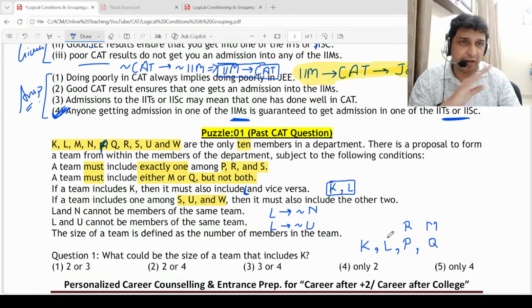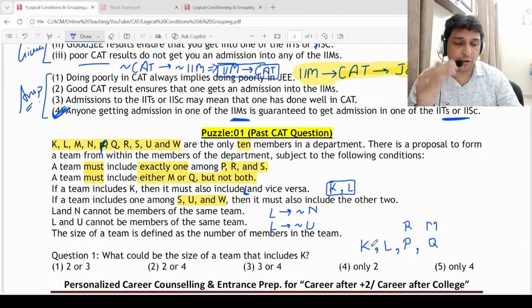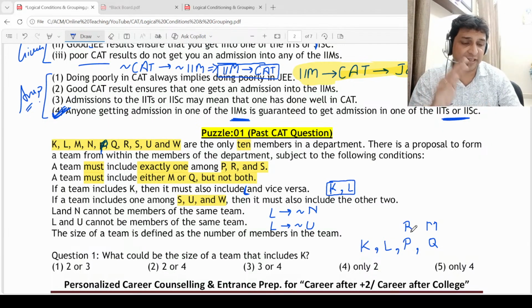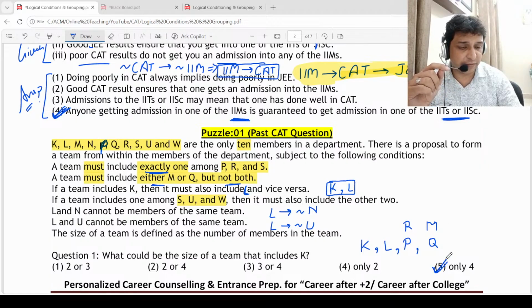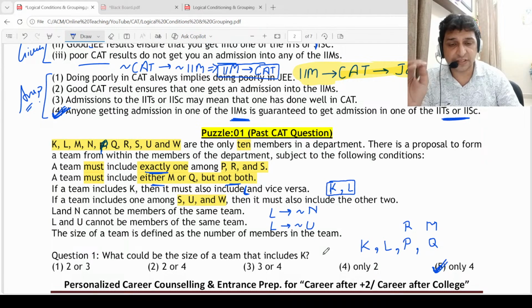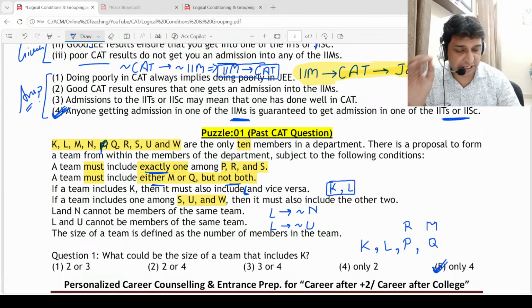Out of 10, four are not eligible. Out of the other six, two we are all sure about, and the rest two. Out of P and R, one has to be there because it is exactly one, not both. So that means the team will be of only four people. That is the answer to the first question of the CAT puzzle, which came in the past.